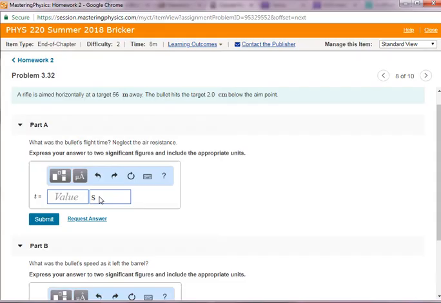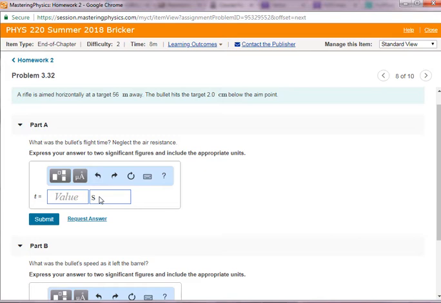Okay, excellent. Here's another projectile motion problem. All the equations that I had listed in the previous problem work here as well. A rifle is aimed horizontally, that word horizontally again, at a target 56 meters away. The bullet hits the target 2 centimeters below the point that was aimed at. Good, because the bullet leaves the rifle, it's immediately under the influence of gravity, it's pulled down in the y direction. And we want to know what was the bullet's flight time, and then what was the speed that it left the barrel at.